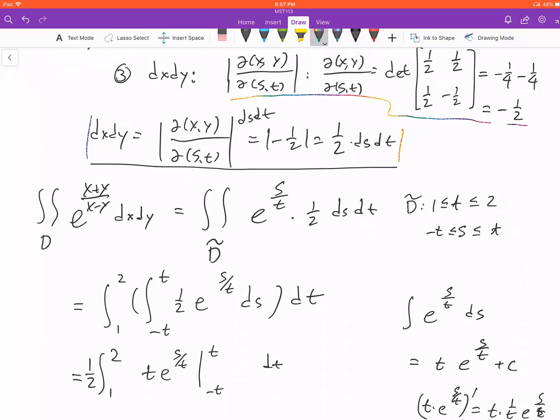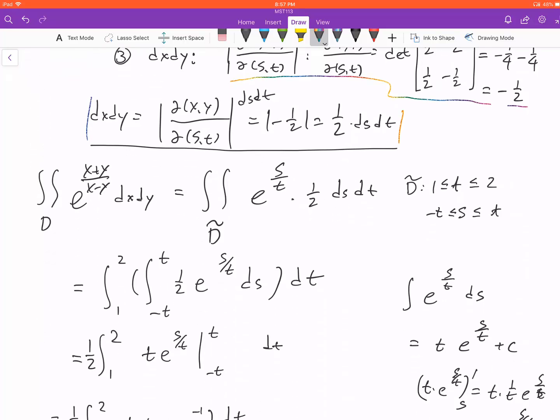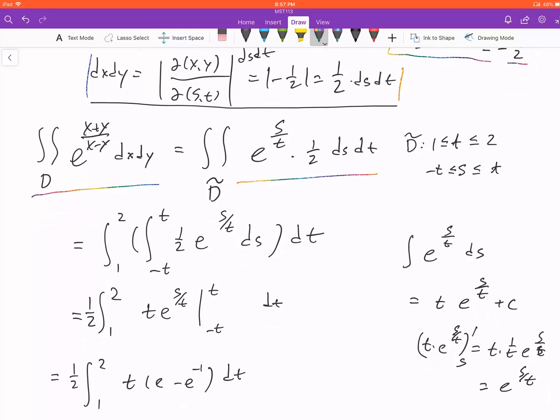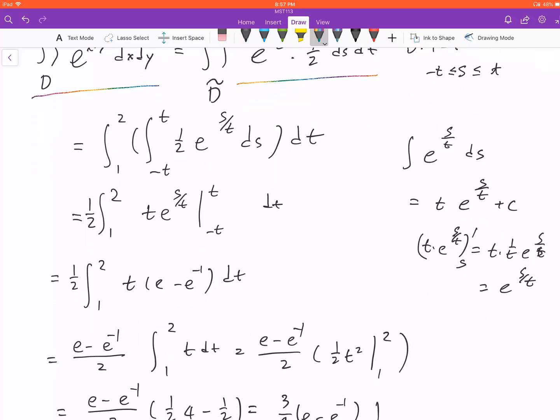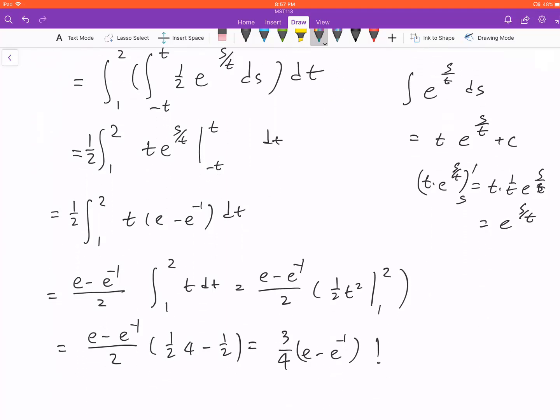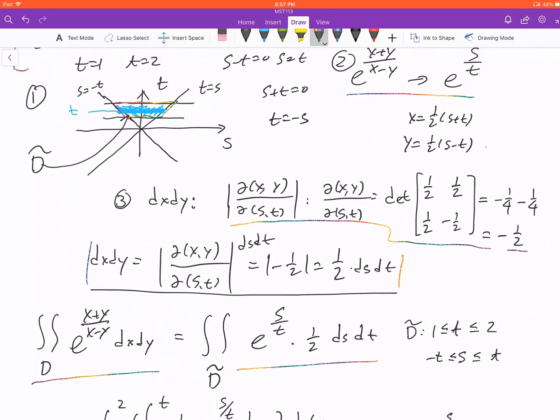And then when everything is ready, we put it into the old double integral to get a new one. The new one, fortunately, is easy enough to integrate by converting it into an iterated integral. And then we get the final answer over here. All right, that's all.